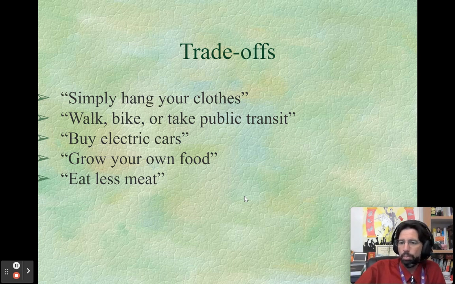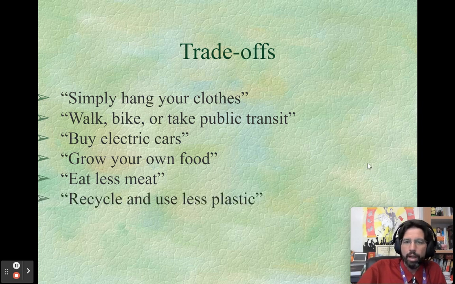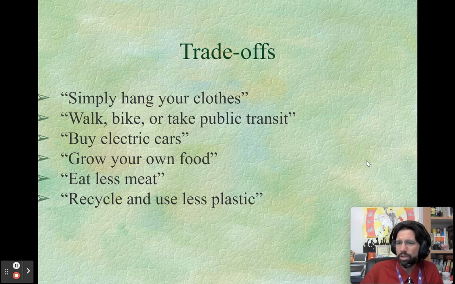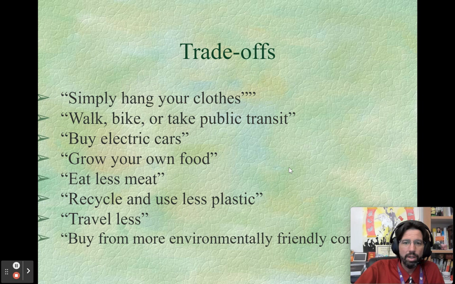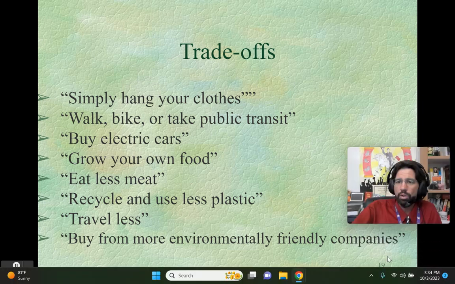Eat less red meat. What if a prime rib is delicious or bacon is delicious and I actually get a lot of satisfaction from eating meat? So eating less meat does have a cost, even though there's not a price attached to it. Recycle, use less plastics. That's fine. Let's recycle, except recycling actually takes more energy. And so doesn't that kind of defeat the purpose of recycling? And plastic is fairly cheap. I know there are other ways of doing it that might be environmentally friendly, but plastic is actually fairly cheap and fairly lightweight. And therefore, there is a cost. Travel less. Okay. Then I'm missing out on experiences and diversity and all these things if I travel less. And so that has a cost. Buy more from more environmentally friendly companies. Okay, sure, but environmentally friendly companies often have a higher price attached to them.